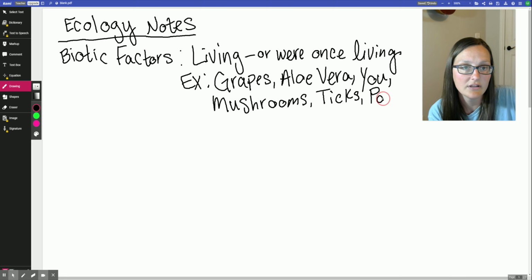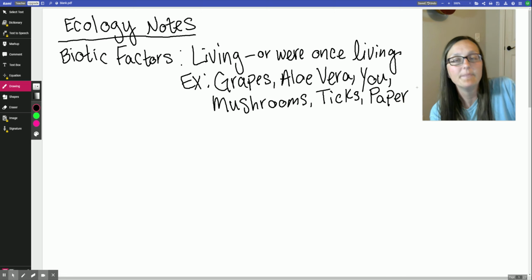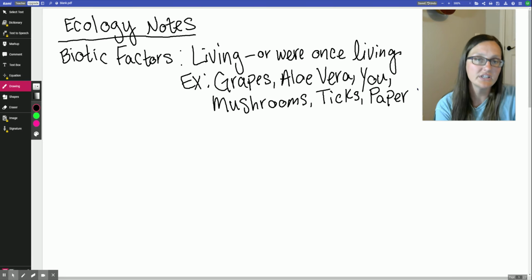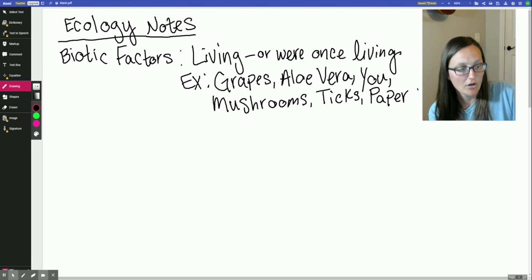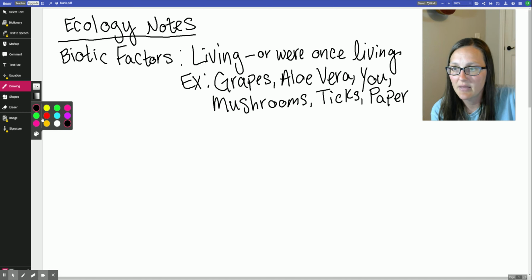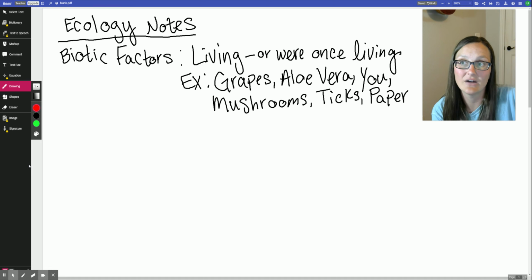And in the state of Arkansas, we count paper, because paper used to be a tree and thus was once living. Other states may not count things like paper because it's not technically living. So that's just something that Arkansas counts that other states have a different opinion about.